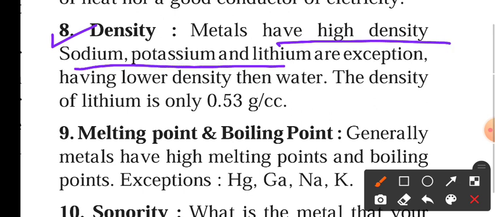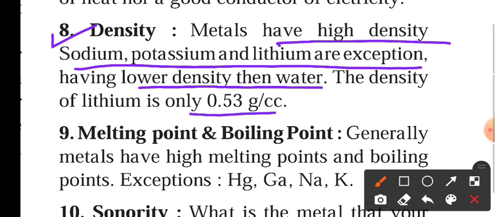Sodium, potassium, and lithium are exceptional cases, and that's why they are found in a soft state. They are solid, but soft, having lower density than water, and that's why they float on the surface of the water. The density of lithium is only 0.53 gram per cubic centimeter. This cc means cubic centimeter.